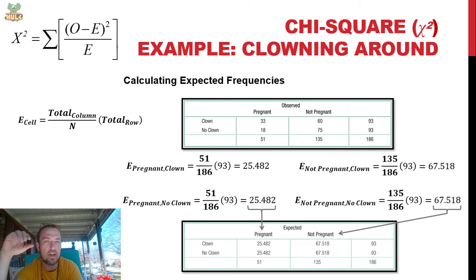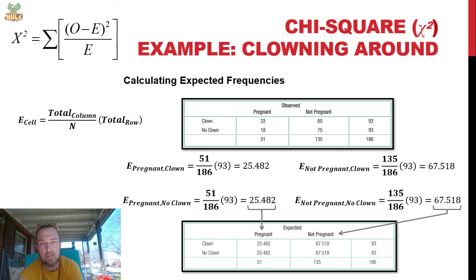And so what we need to do then is take that, we need the total column, and we need the total row. So let's start with our top left cell, the clown and pregnant. When it was observed, it was 33. In order to figure out the expected, we have to take the total of that column. So the 33 plus the 18 for all the pregnancies is 51. So you'd put 51 over 186. You then have to multiply that times the total for that row. So if you look all the way to the right, you can see the total for that row is 93. So then in the formula between the two tables, you can see the top left one of those calculates that, and we end up with 25.482.